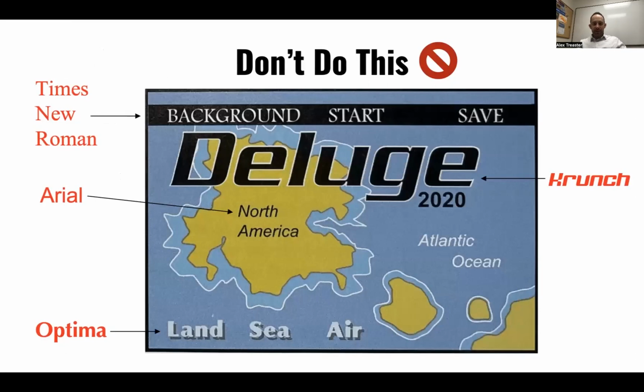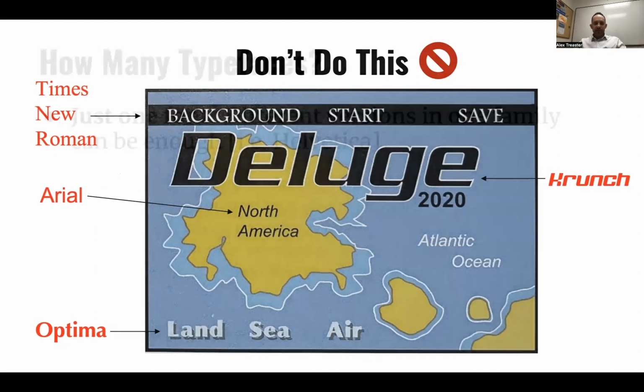So you don't want to do this. This graphic actually has 4 different typefaces being used: Times New Roman, Arial, Optima, and Crunch. So there's a lot going on here. It makes it feel less cohesive. It makes things feel more disorganized. And so in this case, we could improve it just by reducing it down to a couple of different fonts.